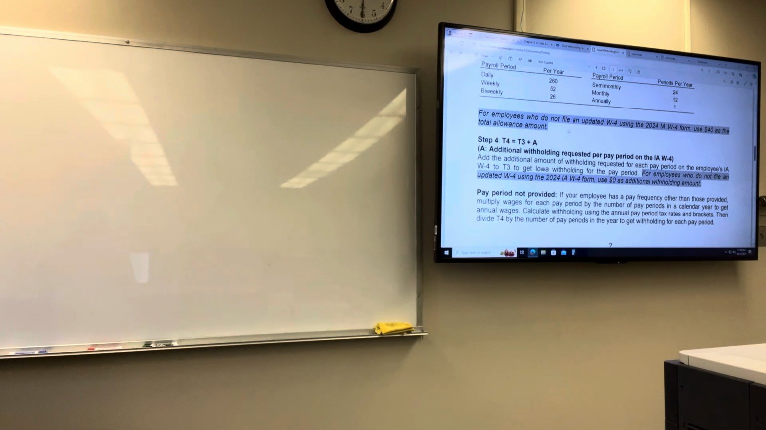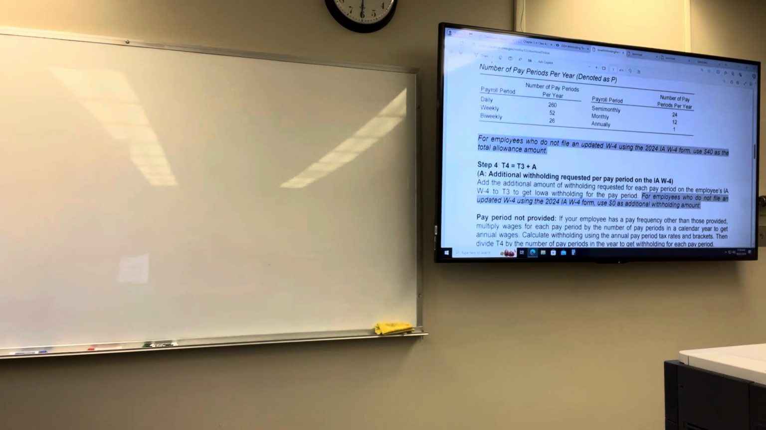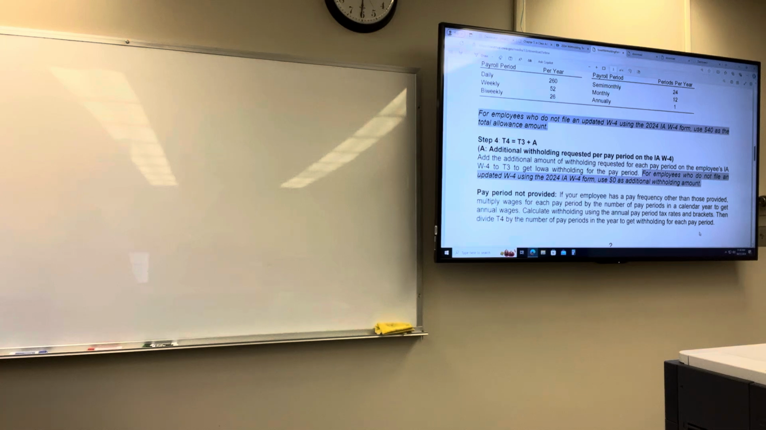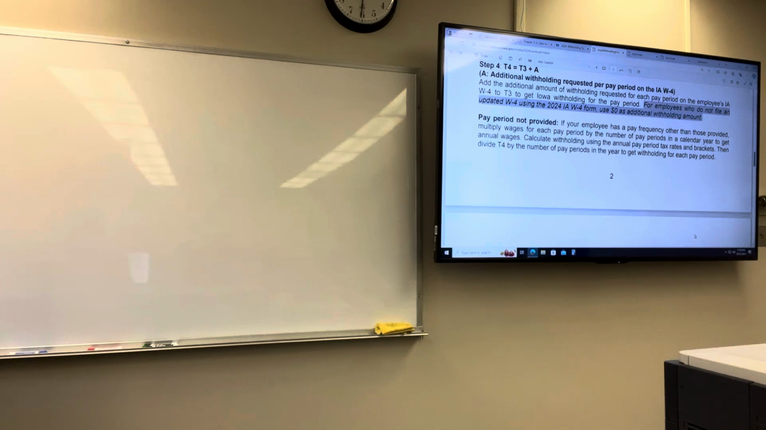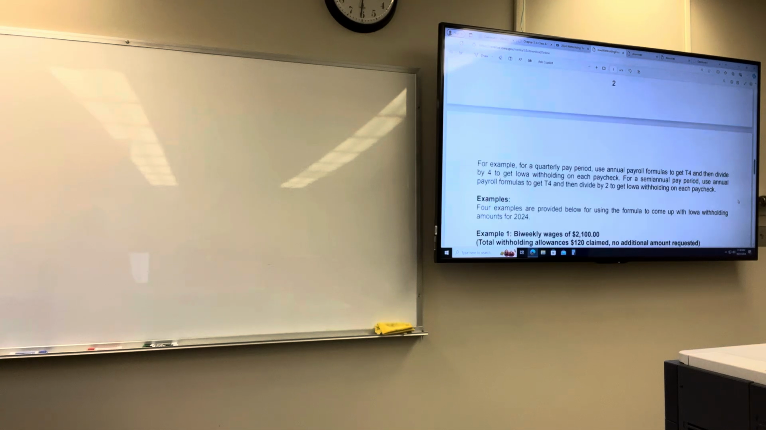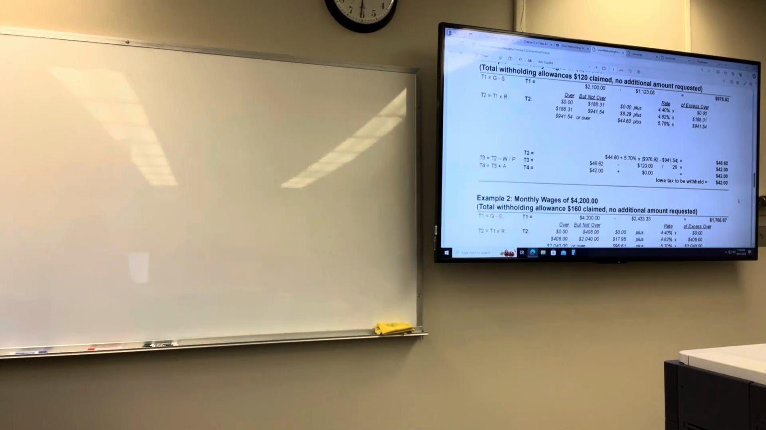Again, for employees who do not have an updated W-4, use $40 as a total allowance amount. Then whatever that result is, we're going to take T3, which was that previous result, plus A. What is A? Any additional withholding that is requested per pay period. So if no additional withholding was requested, we don't do anything. Step 3 just is the same as step 4. And then that's your withholding.